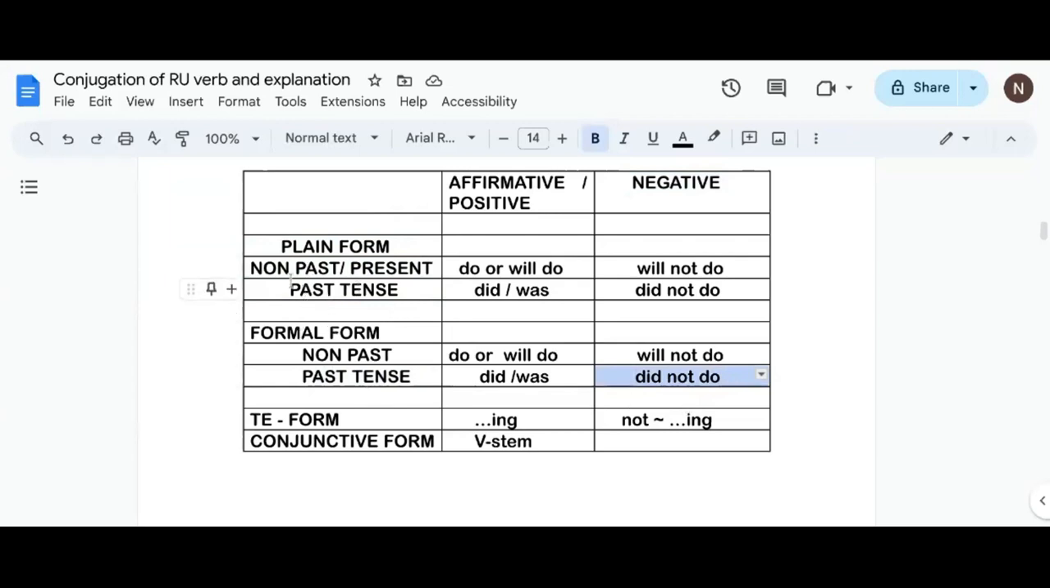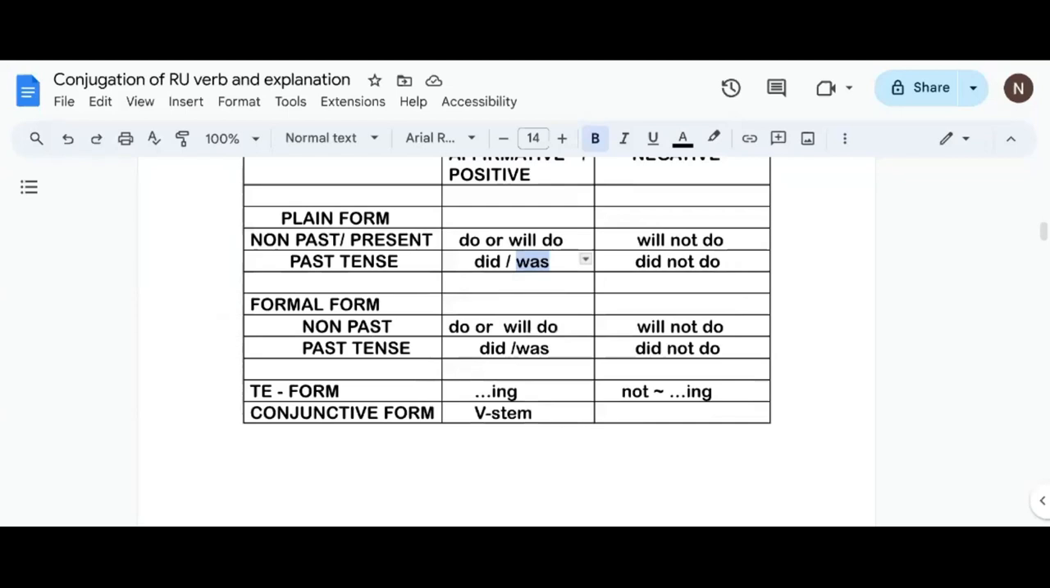So we have the present and the past. It means do or will do. Okay, I told you it is hard to distinguish if it is present or future, but the future always falls in the present tense. Okay, and then we have the past tense, the did or was. And then we also have the negative, will not do, did not do.